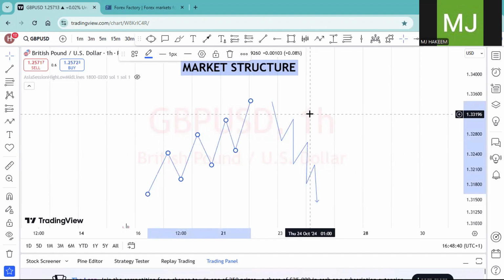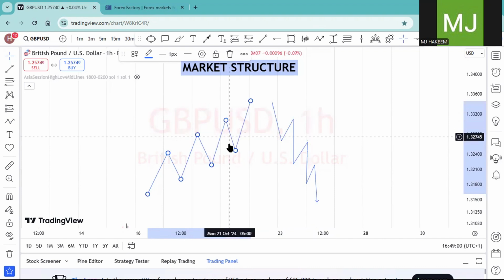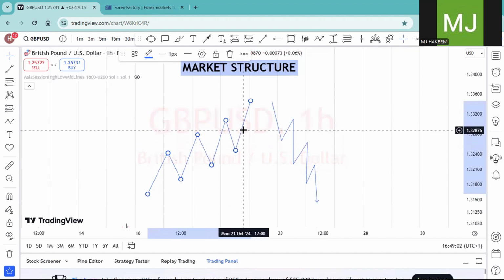And as well, before I proceed, if you don't have an understanding of market structure, there is no edge that you're going to build, no trading methodology that you're going to build. Everything is going to be built on your market structure. Okay, so now let's proceed.